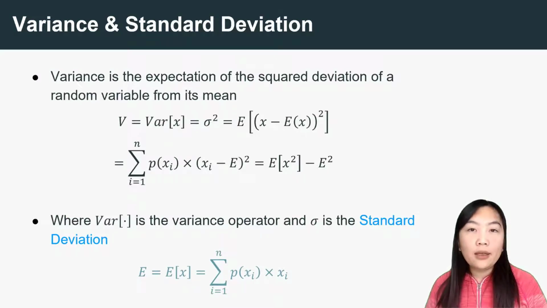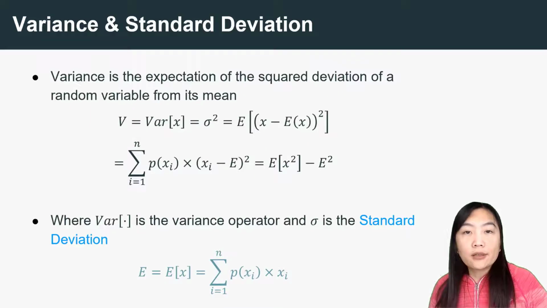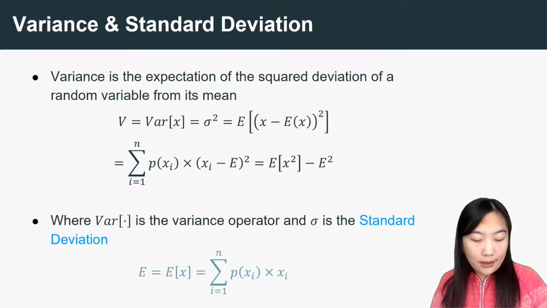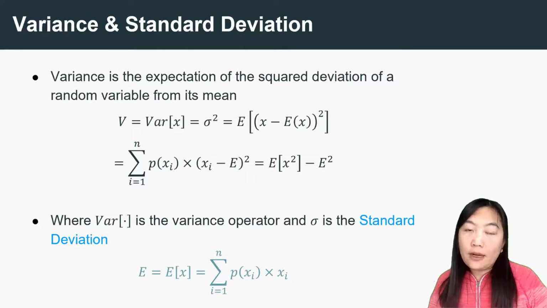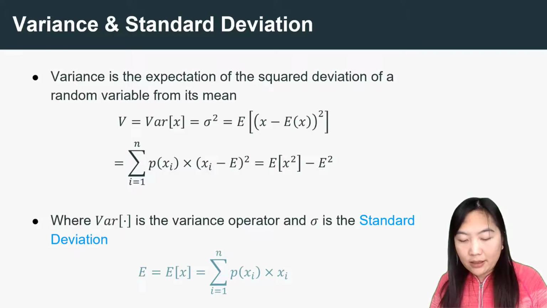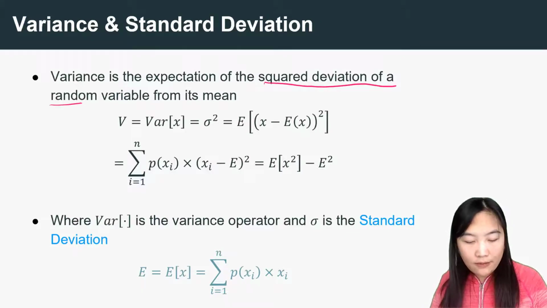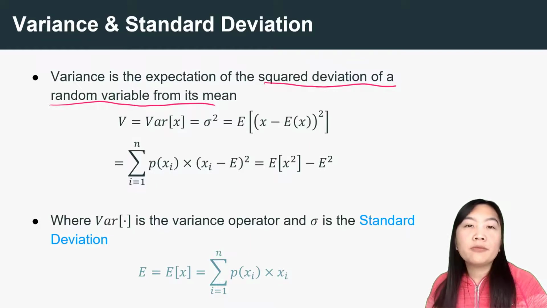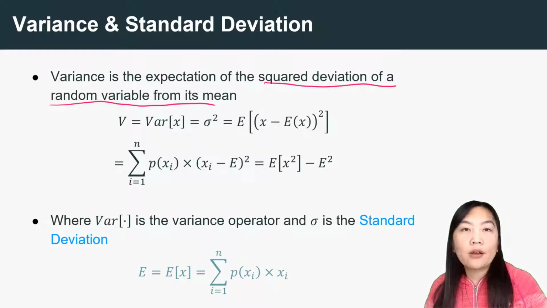So how do we exactly calculate the variance, or the spread, or the standard deviation of a distribution? This is the definition of variance. Variance is also an expectation. However, it is an expectation of the squared deviation of a random variable from its mean. So in order to calculate variance, you first need to know its mean.